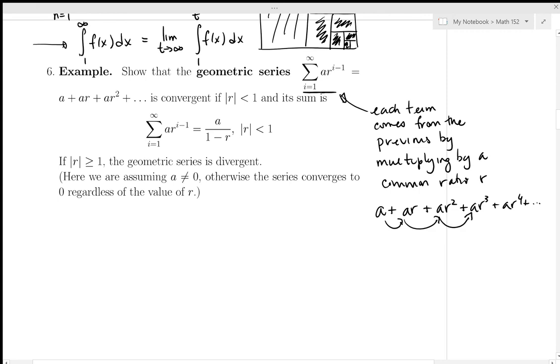Okay. When r is bigger than or equal to 1, the geometric series is divergent. We're assuming that a is not 0 because, well, otherwise the whole thing is 0 and it all adds up to 0. Okay, so how do we come up with this formula here?